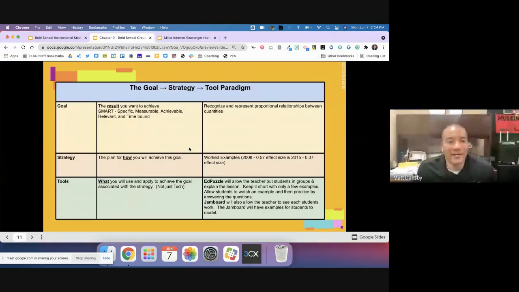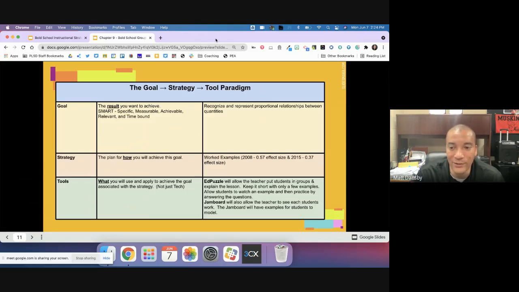And then with the breakdown, they did the goal, strategy, and tool paradigm. We put to recognize and represent proportional relationships between quantities, and then you could use the worked example using Edpuzzle as a way to break out and show the key concept. And why we included both is it's not just showing the worked example, but it's practicing immediately afterwards. So that was key, is to interweave practice with the worked example.